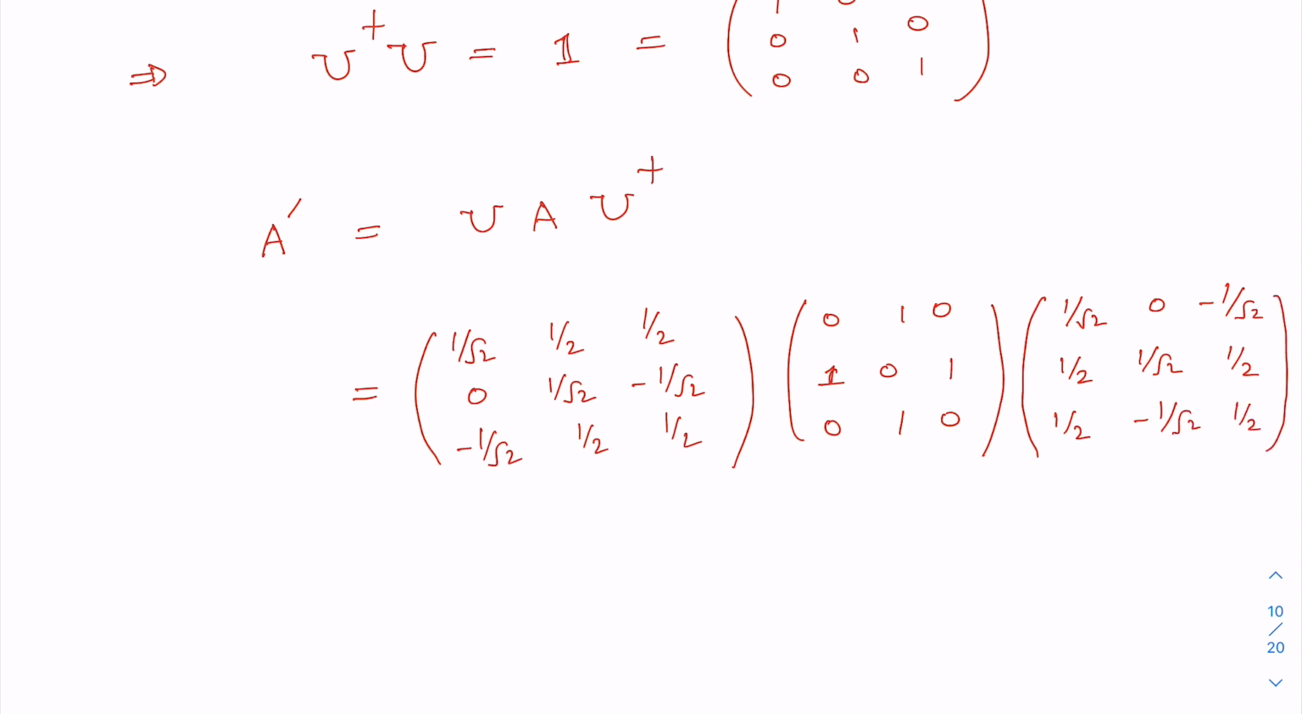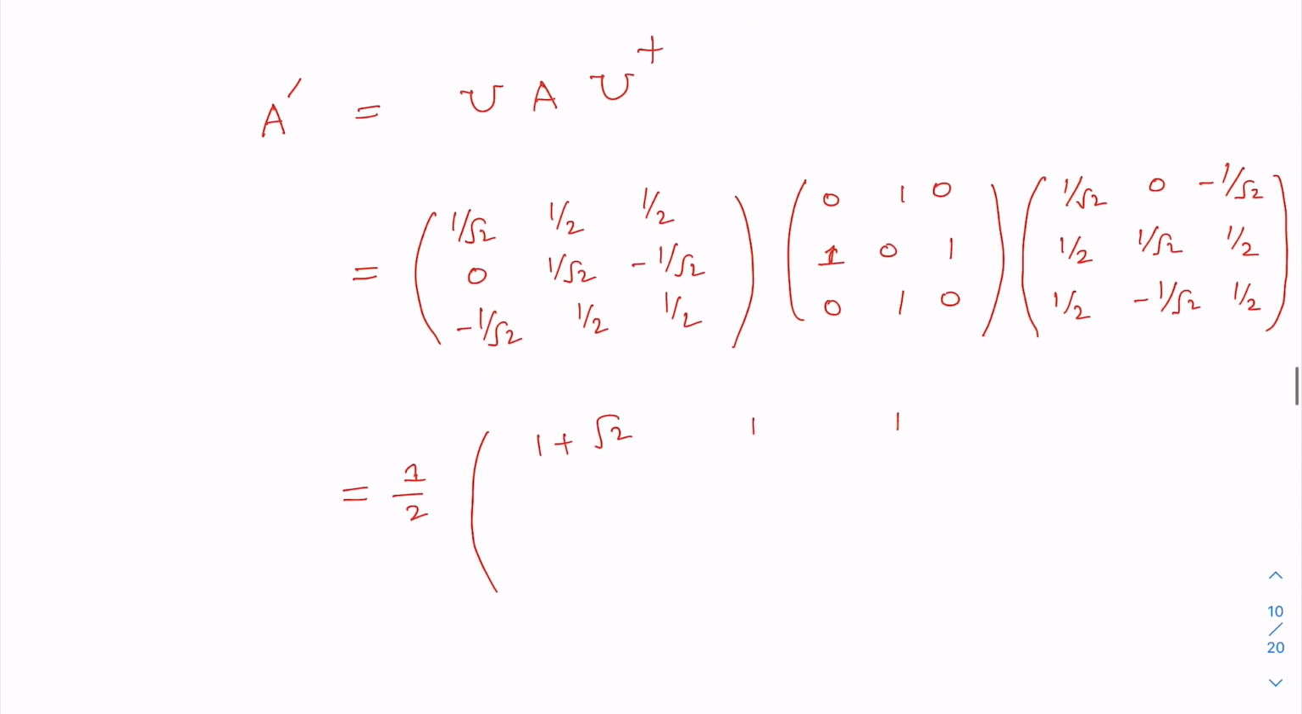If you do the multiplication, then finally you will get the answer as half times 1 plus root 2, 1, 1, 1 minus 2, minus 1, 1, minus 1, 1 minus root 2. Please verify all these things yourself. I have just given you the procedure for how to do these things, but if you do the calculation yourself, then you will be able to learn it quickly.